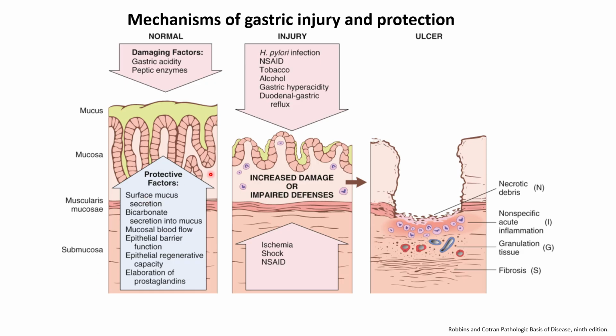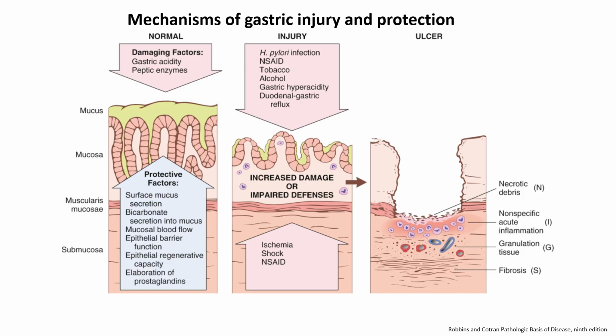When the damaging forces overwhelm the protective factors, such as when there is an increase in the damaging factors or a decrease in the protective factors, gastric injury occurs. Examples of causes of increase in the damaging factors include H. pylori, NSAIDs, tobacco, alcohol, and duodenal gastric reflux. Examples of causes of impaired defense mechanisms include ischemia, shock, and NSAIDs.